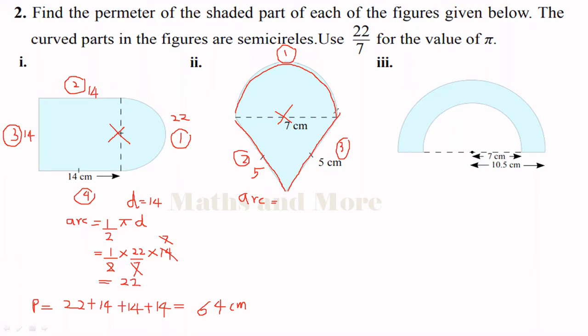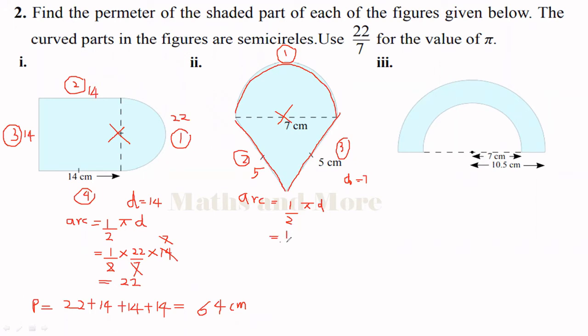Arc length. Here the diameter. In this semicircle, here to here means diameter. So D is 7. D equals 7. This is not the radius. Here to here distance means diameter. So D is 7. So you can find half into πD. Because C equals πD, for a semicircle therefore it should be multiplied by half. Half into πD.